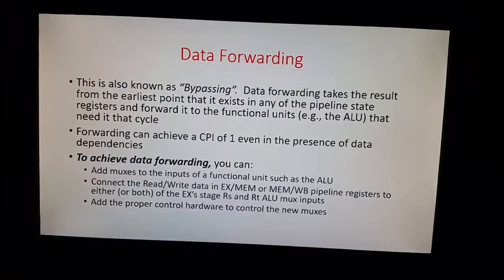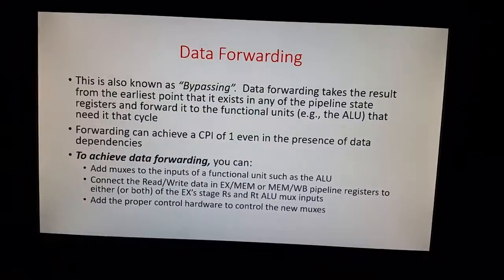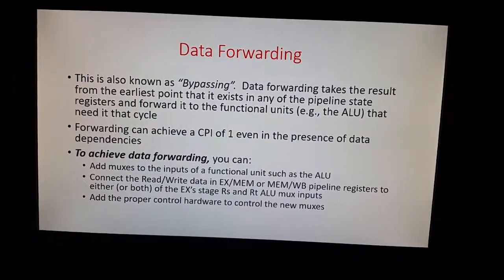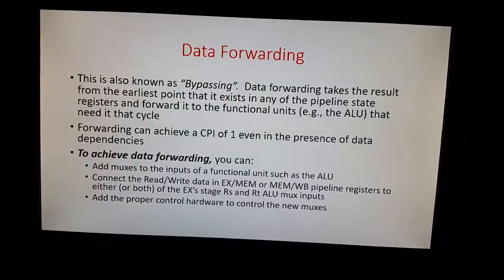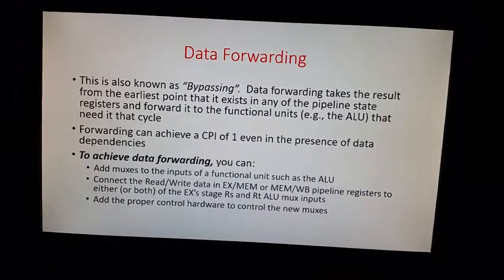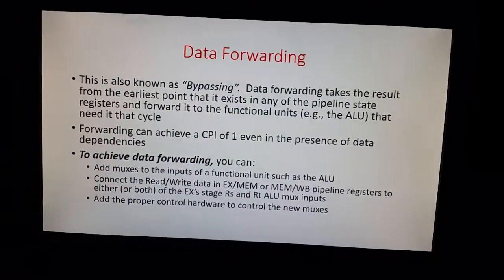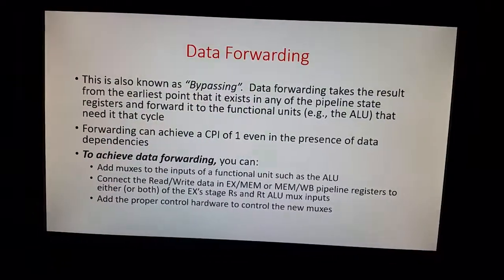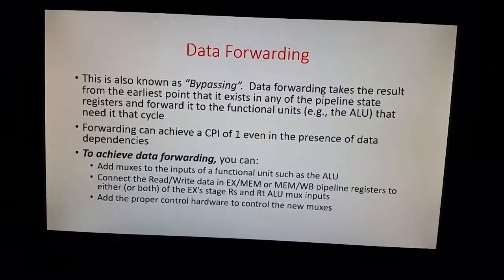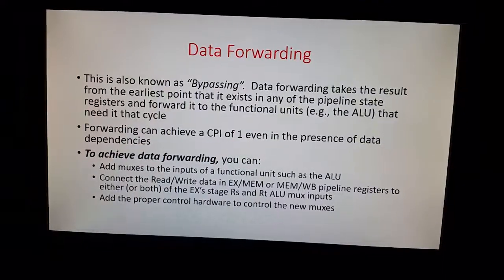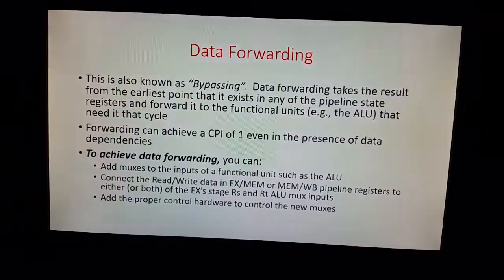So data forwarding in this case, this is also known as bypassing. Data forwarding takes the result from the earliest point that exists in any of the pipeline state registers and forwards it to the functional unit. In this case, let's use the arithmetic logic unit that's needed in the next cycle. So this forwarding can achieve a CPI of 1 even in the presence of data dependencies.